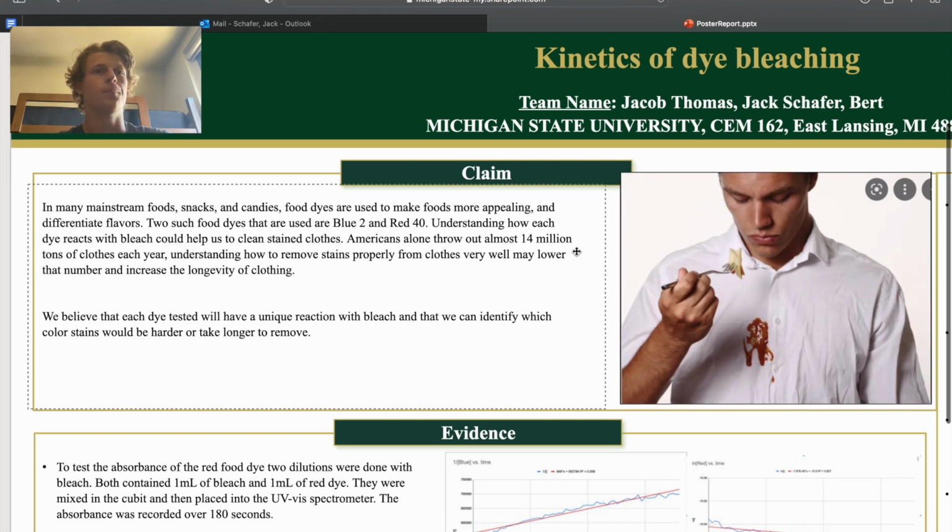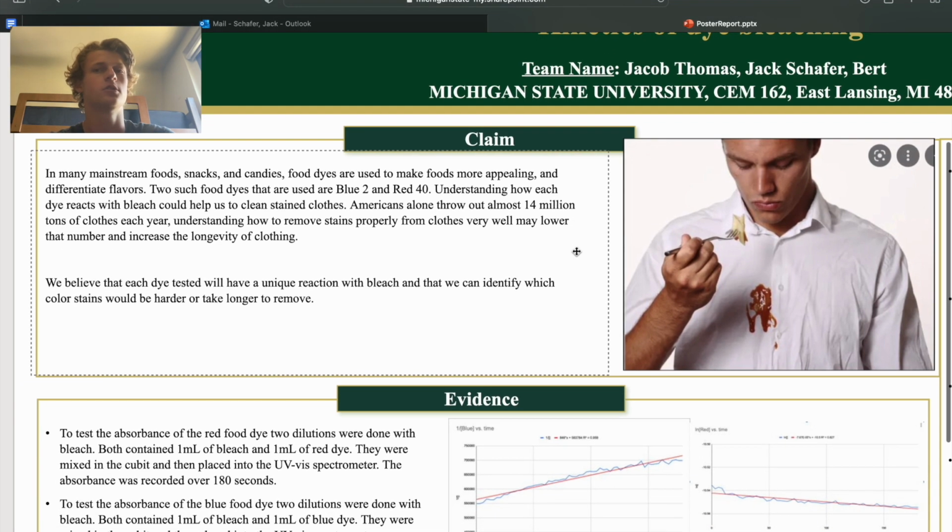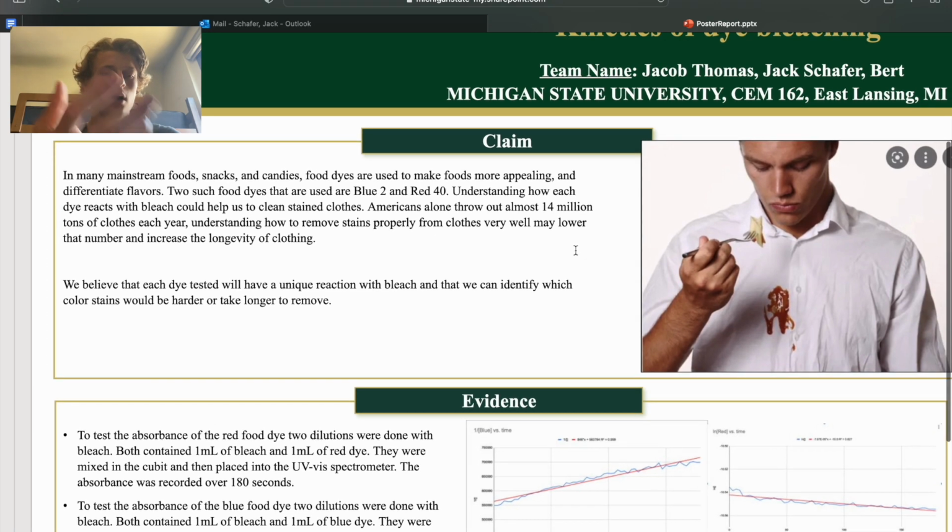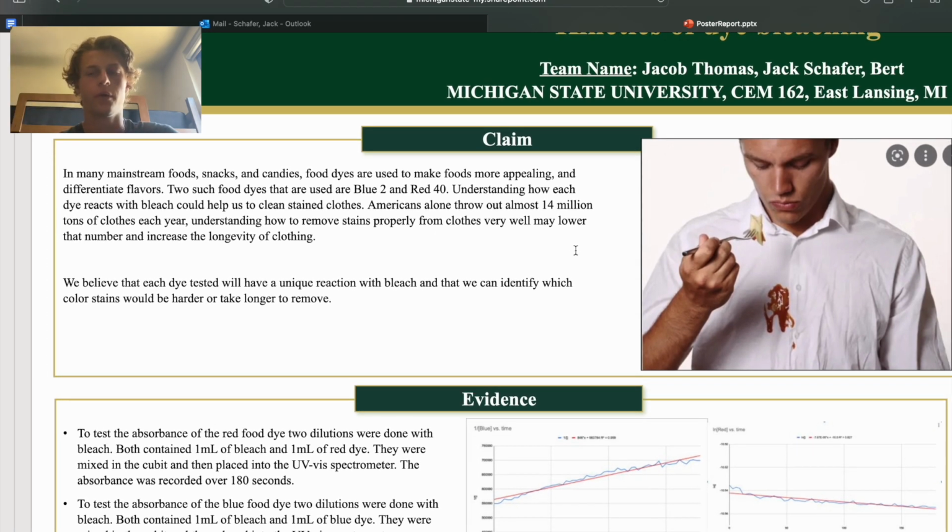So, basically, this is my presentation of kinematics of dye bleaching. This is by Jacob, me, and Bert. Basically, the goal of this project was to see how each dye would react differently with bleach.